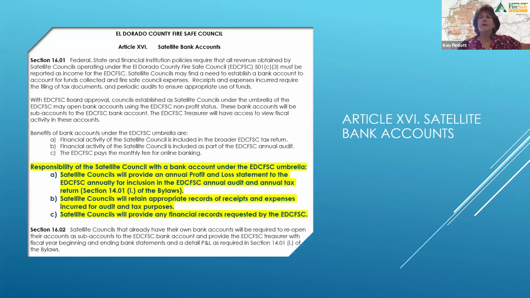So the responsibility for the fire safe councils who have umbrella bank accounts is that you submit the profit and loss, and that you maintain appropriate records of receipts and expenses. So you may have to keep receipts a minimum of 3 years. If they're under our grants, it might be up to 7 years that you need to maintain your accounting records for your fire safe council.